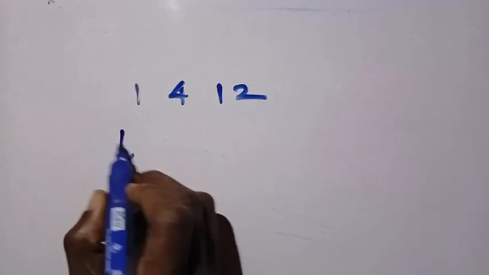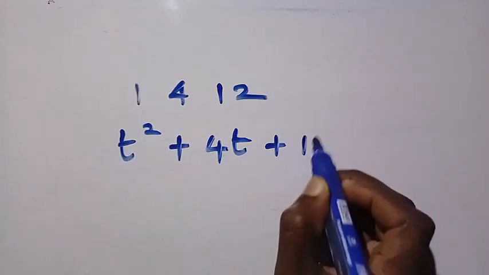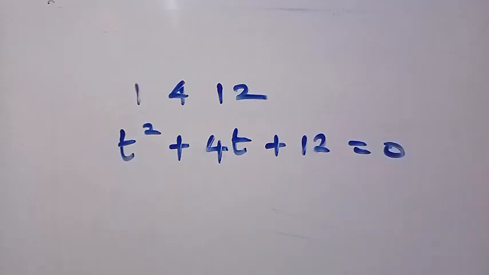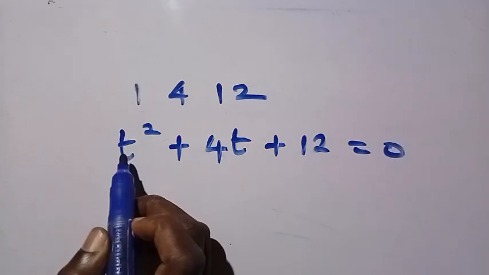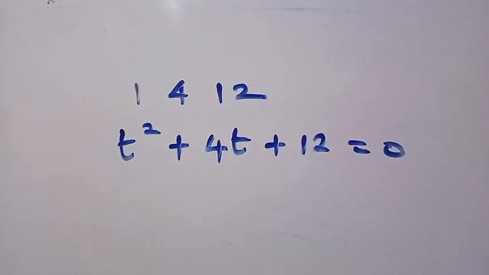Suppose I call this one t raised to power 2, this one 4t, and this one plus 12 equals 0. Since we have only 3 terms in the quadratic, we consider all this as the coefficients and 12 as the constant term. 1 is the coefficient of t squared, 4 is the coefficient of t, and 12 is the constant term here.